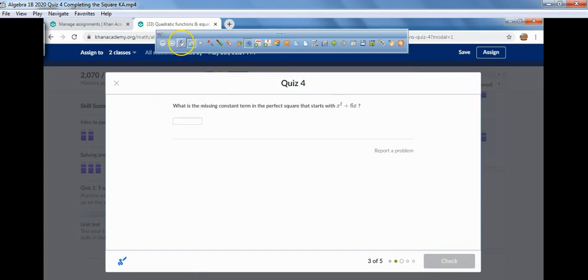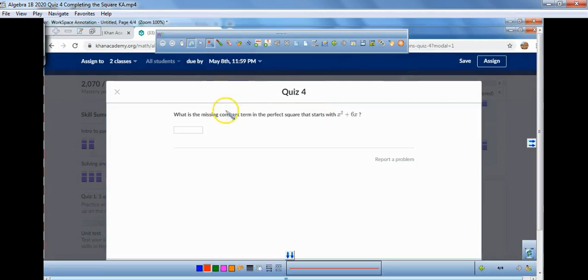All right, what's the missing component? Now this one's easy, because all you've got to do is take half the 6 and square it, because the b value is 6. When you're completing the square, you always take half the b value and you square it. So I'm going to put an empty box right here. Half of 6 is 3. 3 squared is 9. I'm going to put a 9 in that box.